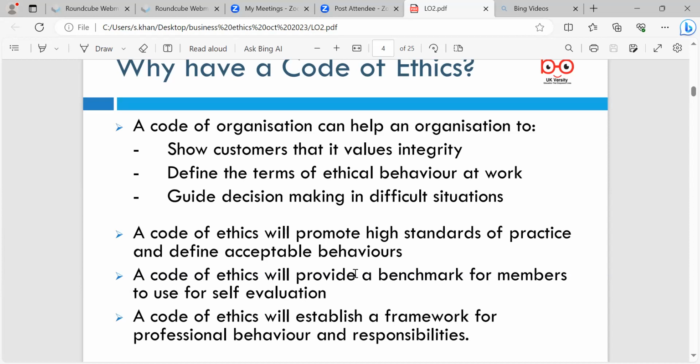A code of ethics will promote high standards of practice and define unacceptable behaviours. A code of ethics will provide a benchmark for members to use for self-evaluation, and it will establish a framework for professional behaviour and responsibility. You need to be professional to be able to do your work in a professional manner, and you need to be more responsible.